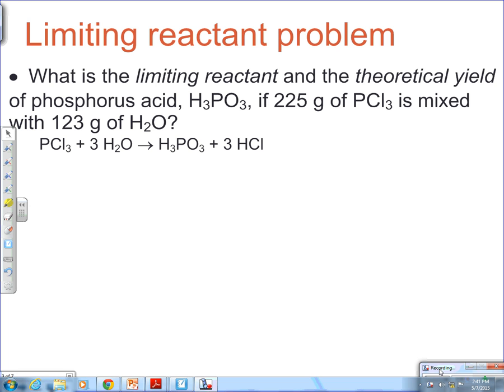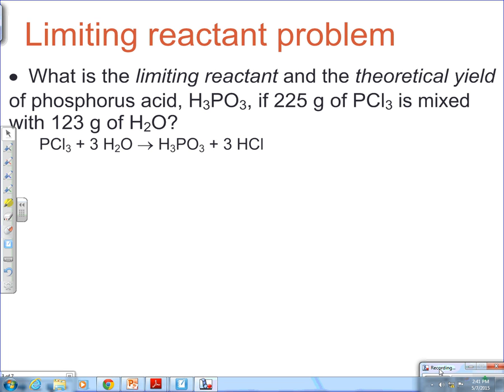When a chemist is working in the lab, oftentimes he or she will react two different reactants together. And we'll start with a certain amount of the first reactant and a certain amount of the second. It's important to understand which reactant will run out first and which reactant will be in excess, meaning there will be extra left over. So what the chemist will do is solve a limiting reactant problem.